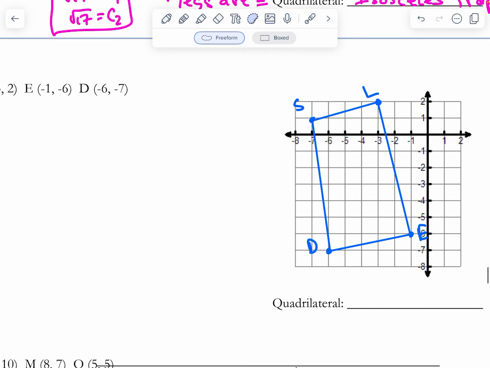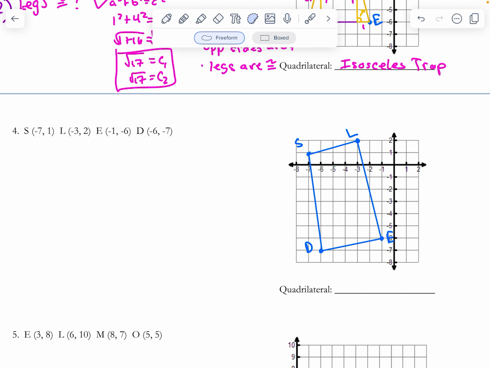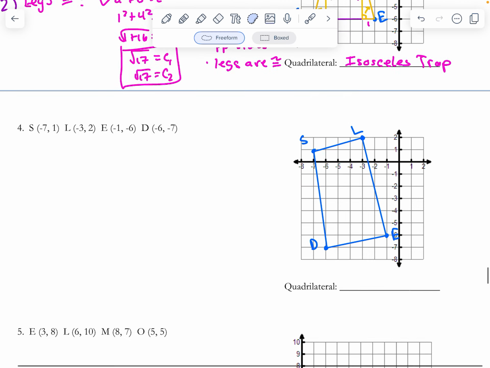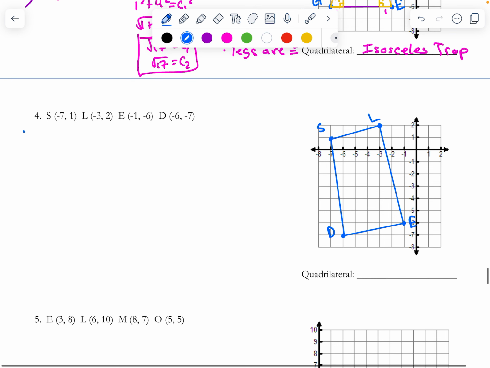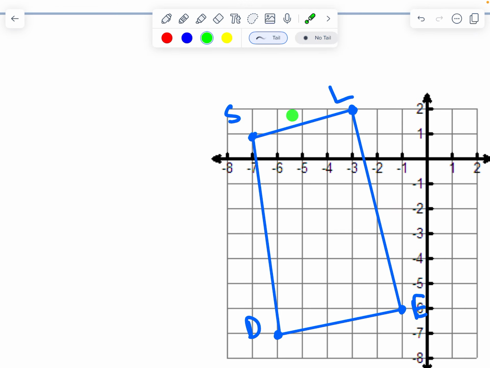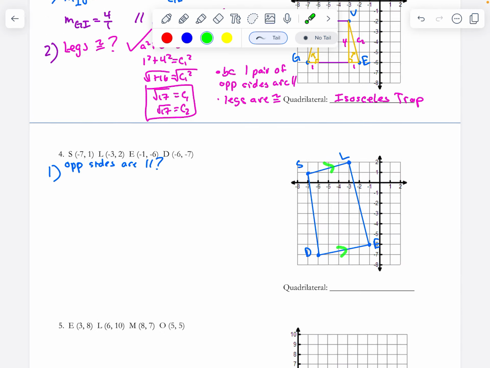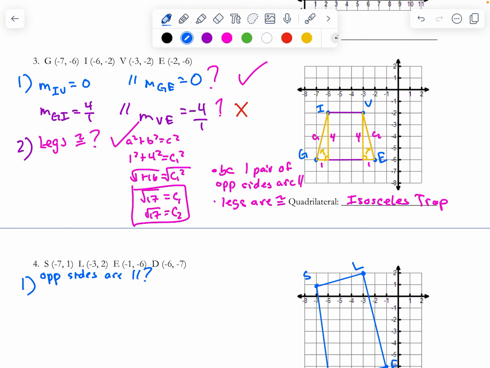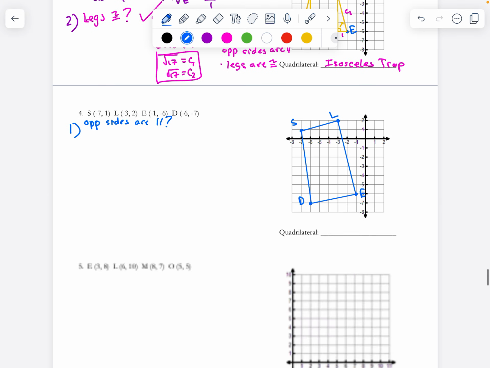Okay, wonderful. So I've got my quadrilateral right here, and this kind of looks like a trapezoid, doesn't it? But let's go ahead and double check to make sure that it is or is not. Remember that my first step is always going to check to see if opposite sides are parallel. Are they parallel? Okay. I'm going to start off with SL and DE. You guys could have done that if you wanted to, but you don't have to worry about it.